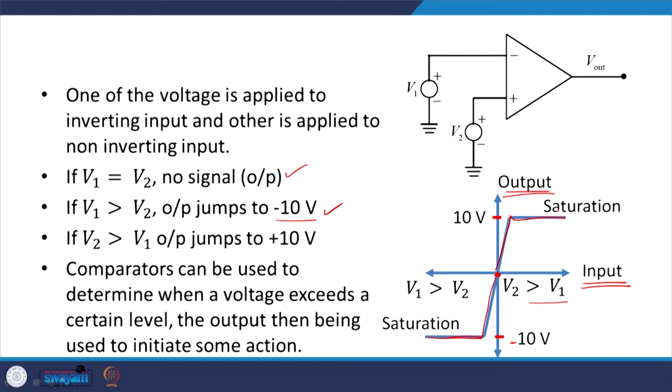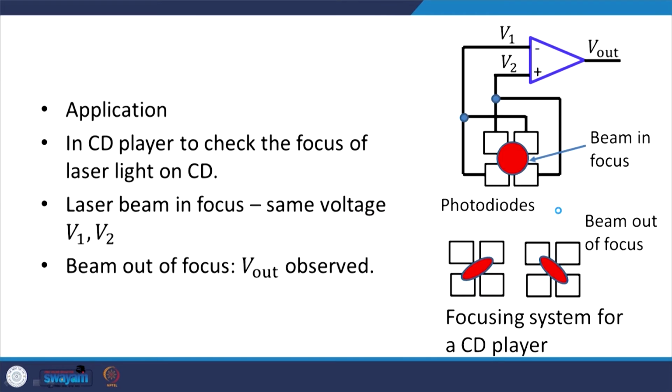So, comparators can be used to determine when a voltage exceeds a certain level, and the output can then be used to initiate some action in your subsequent circuit. One very beautiful application of this is in the CD player, to check the focus of the laser light on the CD.